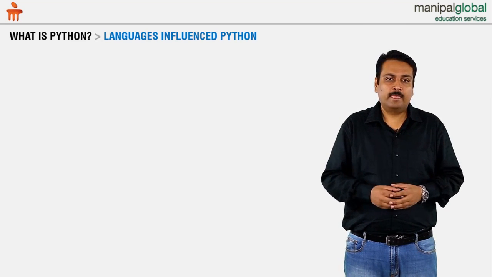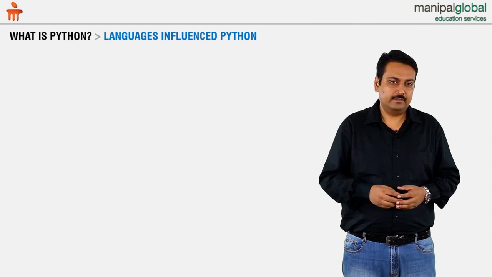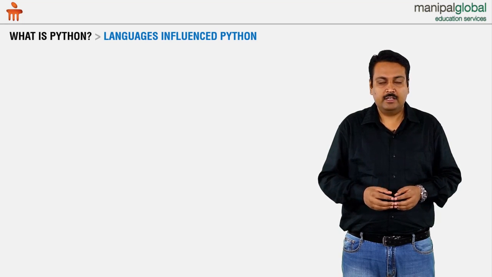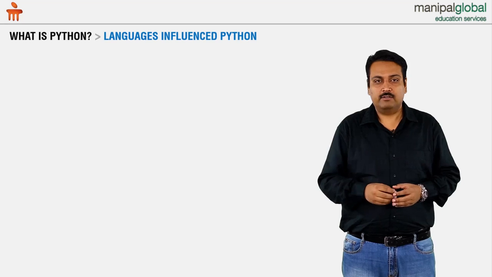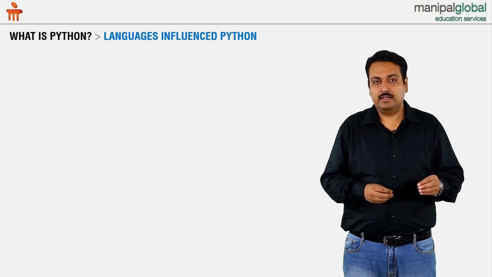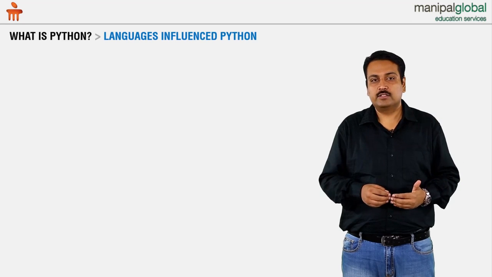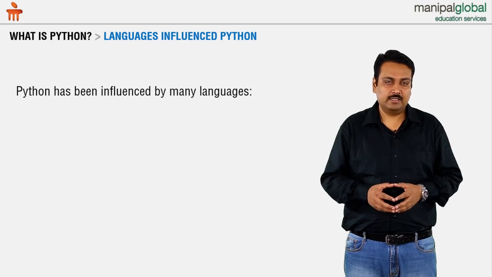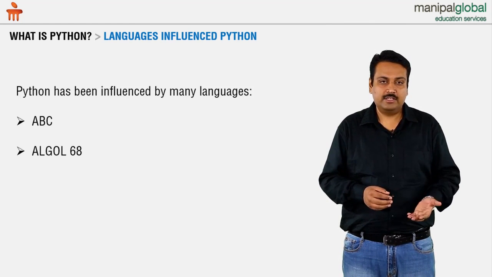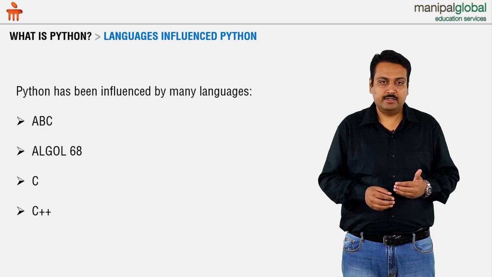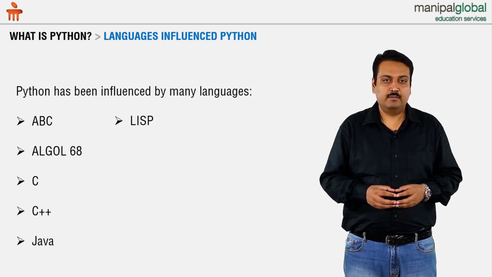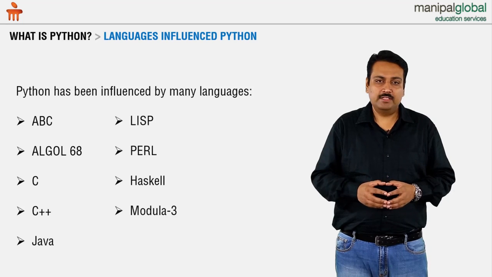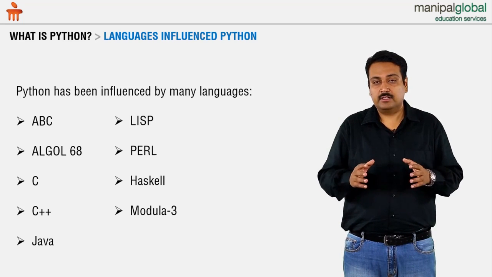Now let us look at the languages that have influenced Python. There are many languages which have been inspiration for Python, and Guido van Rossum, when he invented the Python programming language, looked at different kinds of languages and their weaknesses and strengths and tried to incorporate the capabilities of those languages within Python. So Python has been influenced by many languages such as ABC, Algol 68, C, C++, Java, Lisp, Perl, Haskell. These are some of the major languages that have influenced the growth of Python.